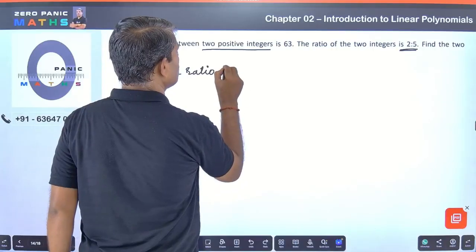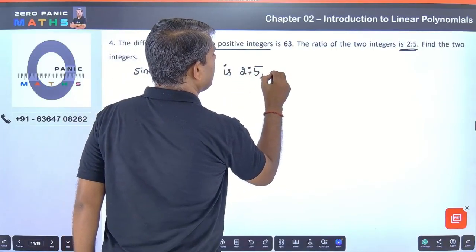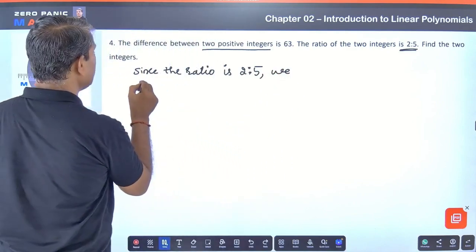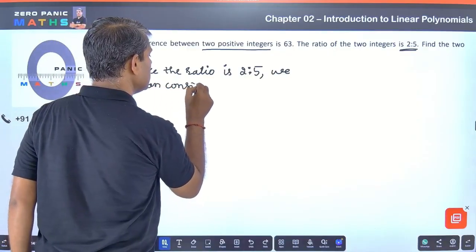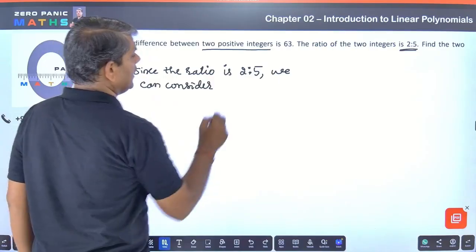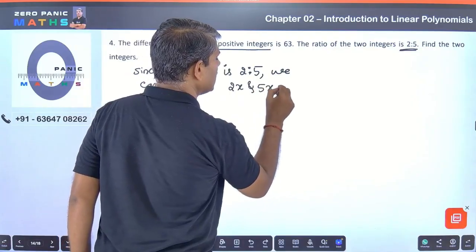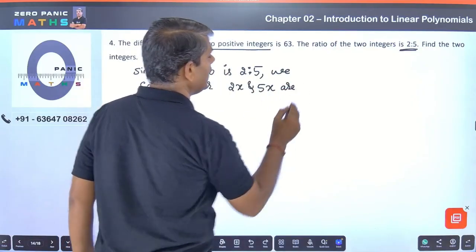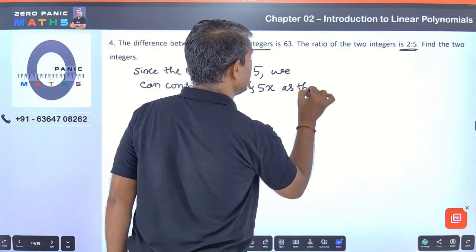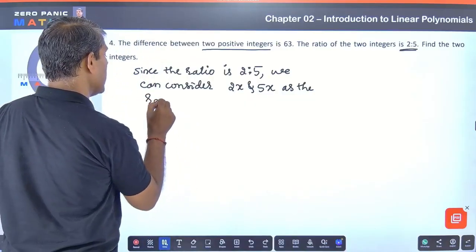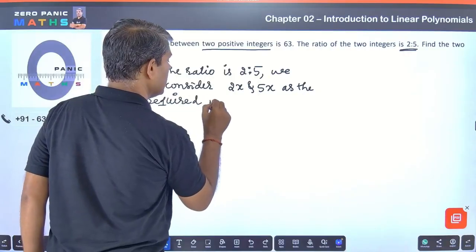Since the ratio is 2 is to 5, we can consider 2x and 5x as the required numbers. You have to write it in this way, required numbers.